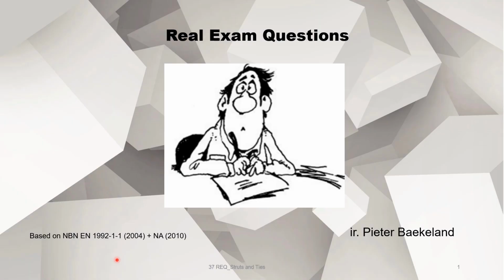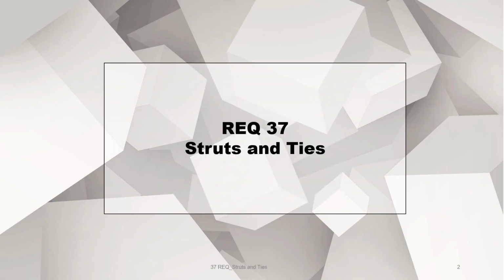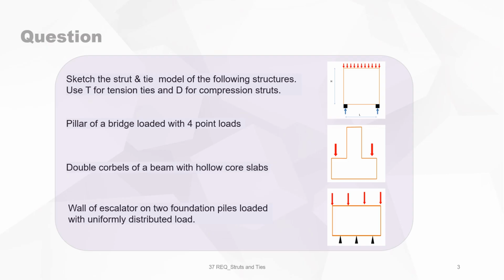Real exam questions. This is question 37 about struts and ties. Sketch the strut and tie model of the following structures. Use T for tension ties and D for compression struts.